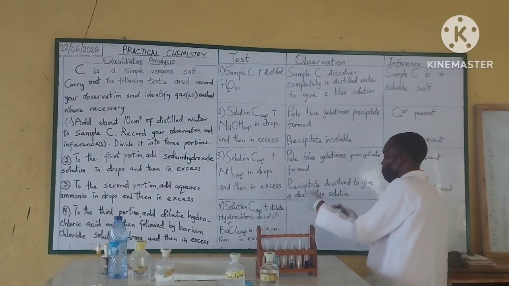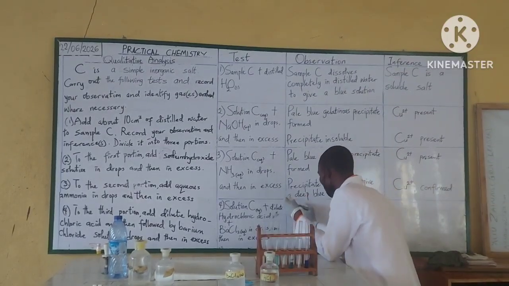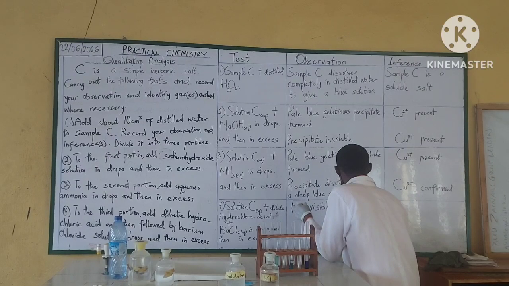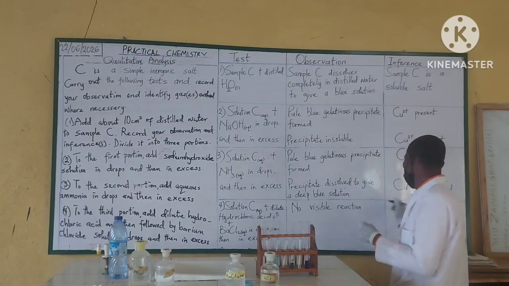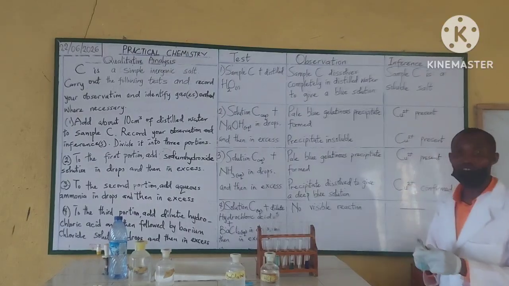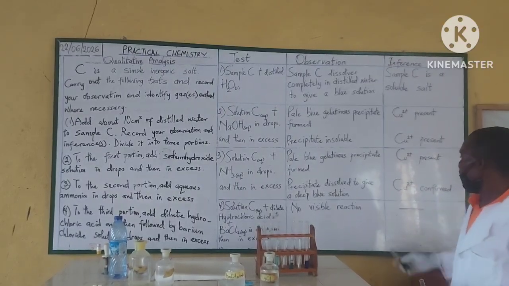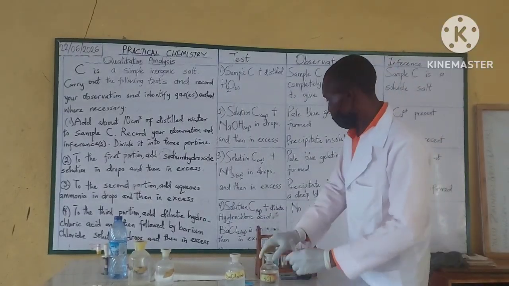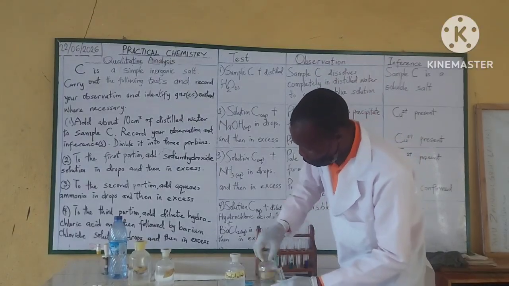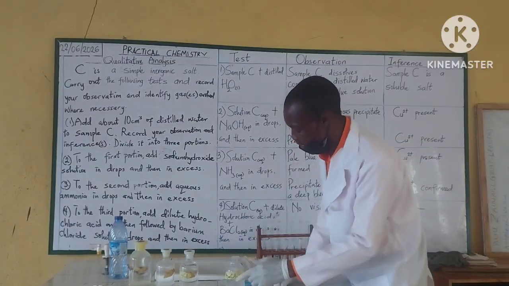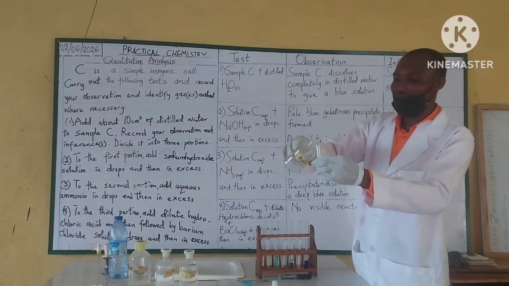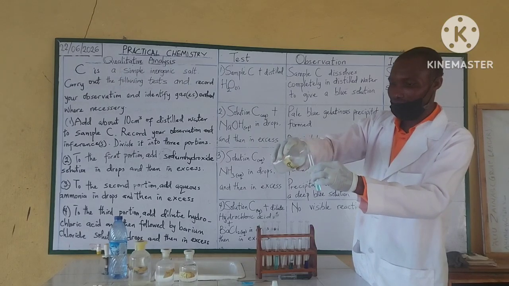For this, plus dilute hydrochloric acid, since there is nothing we can see, you see no visible reaction. Since there is no visible reaction, we can't give any information on the inference. We can only make inference based on what we see. Now, having done that, we can add our barium chloride in drops and then in excess. We want to test for the anions present here.